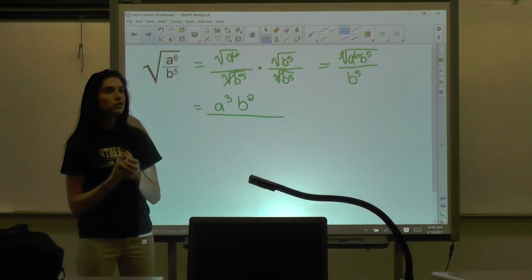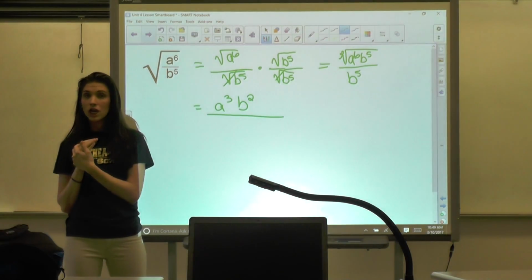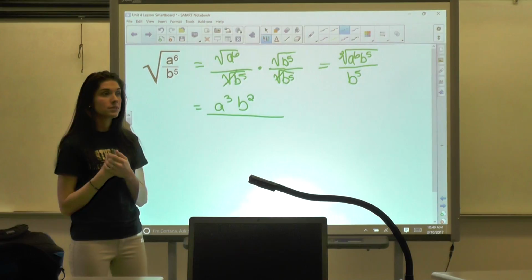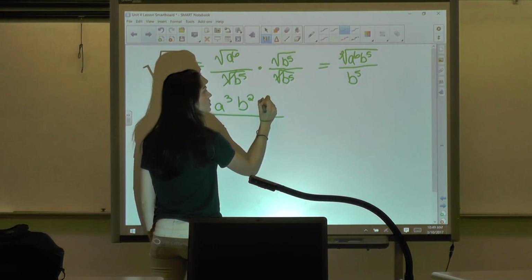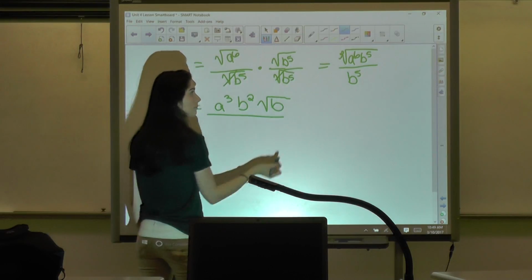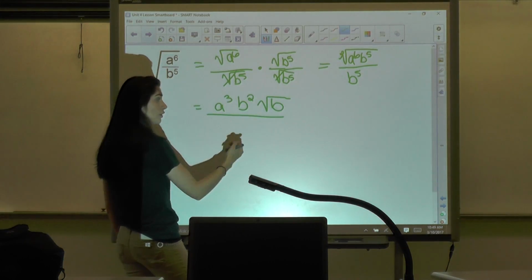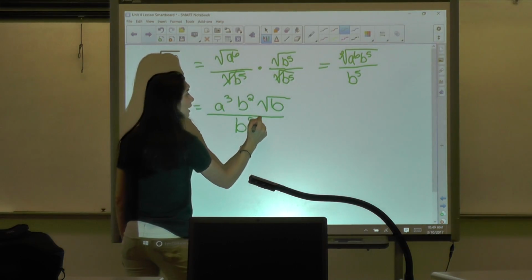2 times 2 gives you 4. So 4 b's are gone. How many b's do you have left? 1. So we started off with 5. So I am left with a square root b. This is over b to the power 5.